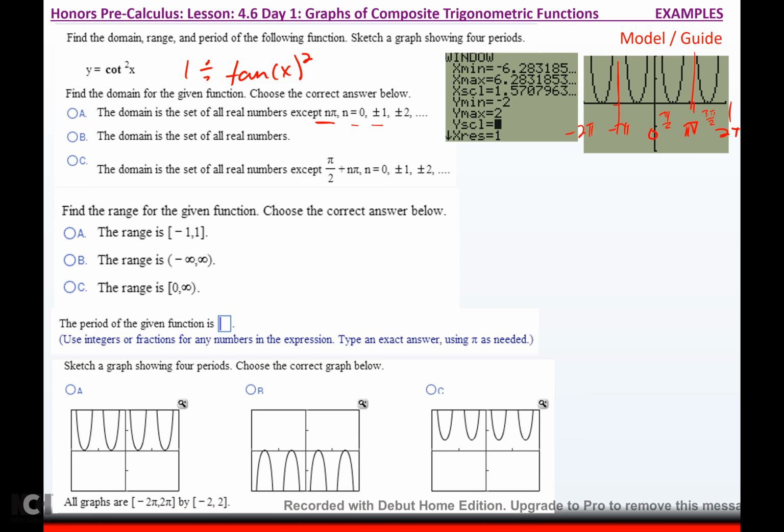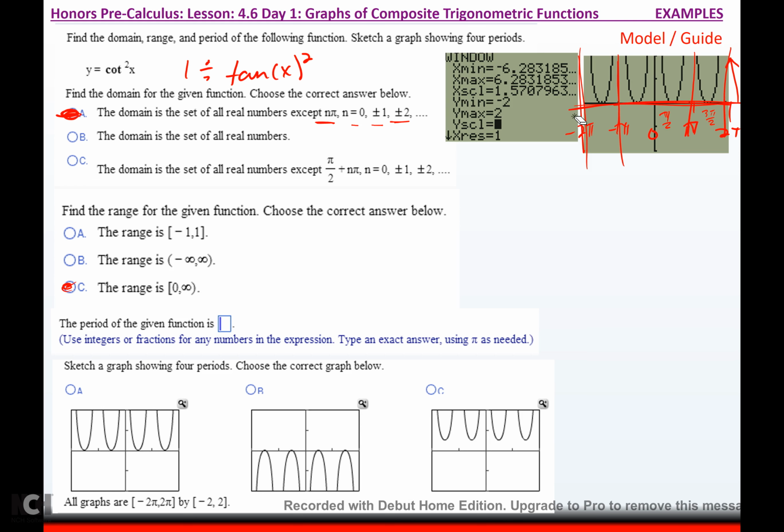You can see right there, there's asymptotes. Plus or minus 2 pi, you can see right there, there's asymptotes. So my answer for domain would be A. It's all the real numbers except for multiples of pi, because at multiples of pi, you've got these asymptotes. The range, you can see from the graph that it starts at 0 and goes to infinity.